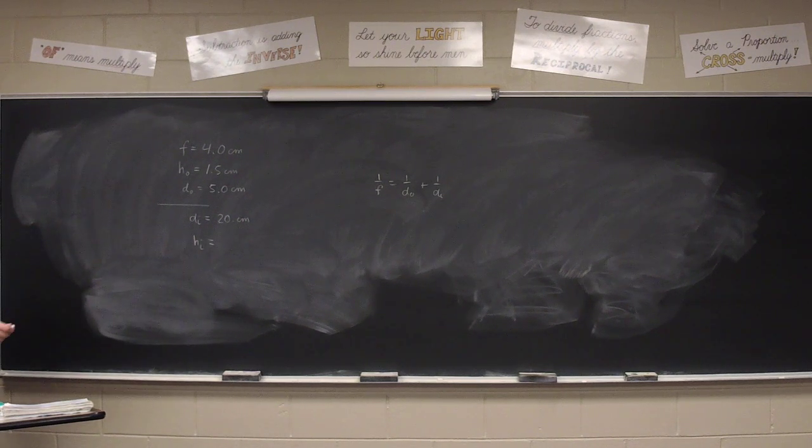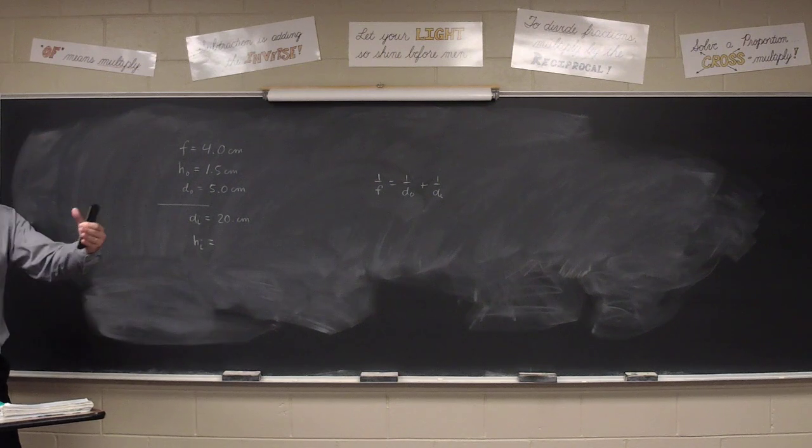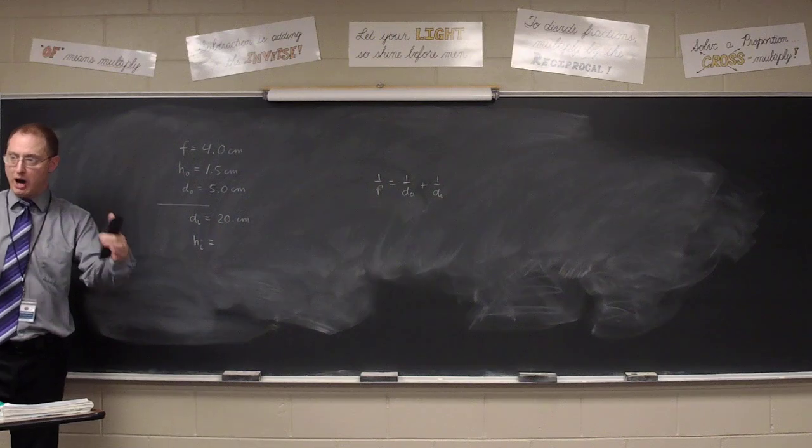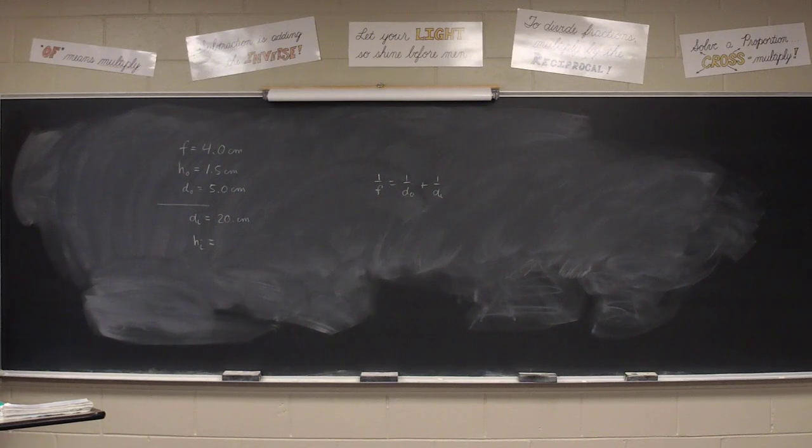And then for the h sub i, this is one reason we're not drawing it, because that's between the d_o and the d_i, that's almost a full foot. Your paper isn't that wide. So it'd be really impractical to try to draw.